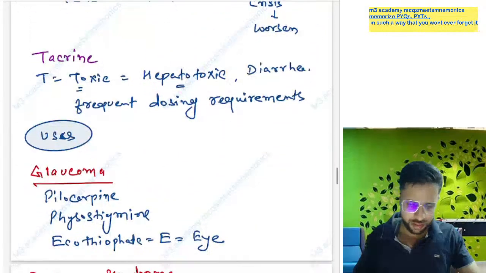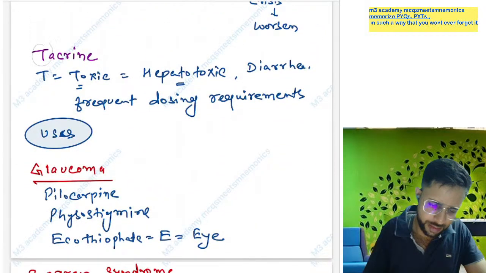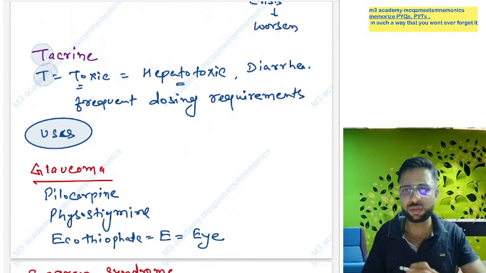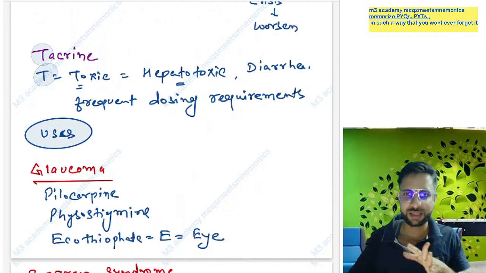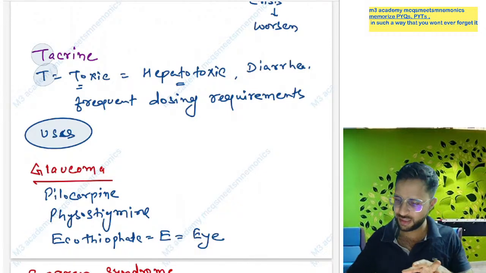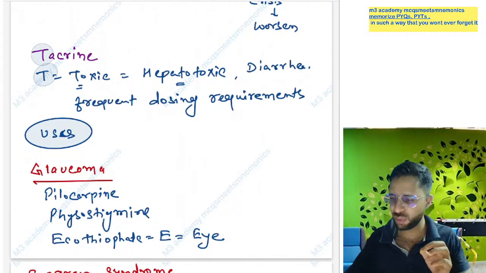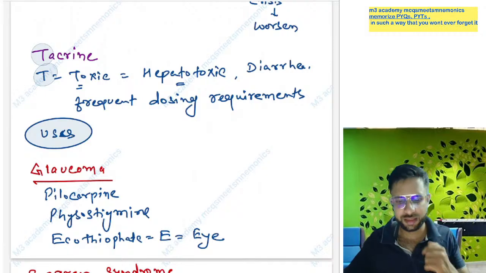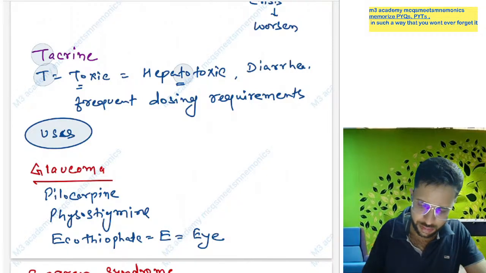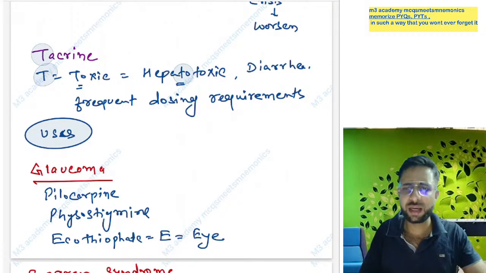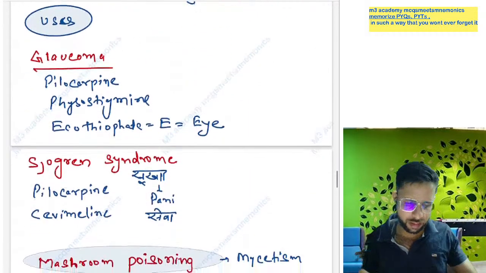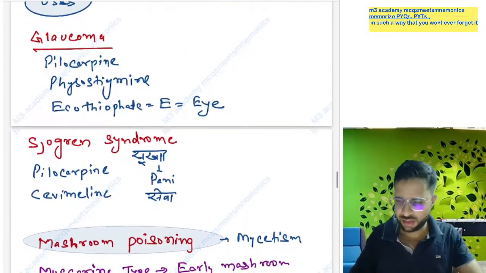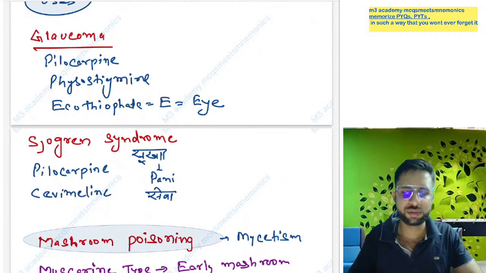Now the next drug is tacrine. T, you can remember, this is toxic. So this trick applies in many things in pharmacology. Anywhere T, the drug may be toxic. You have to tell in the chat box where else you have read a T drug that was toxic. So this is hepatotoxic and also causes diarrhea and frequent dosing requirements. So this drug is not preferred. Now in glaucoma, which drug do we use? Pilocarpine, physostigmine, and echothiophate.